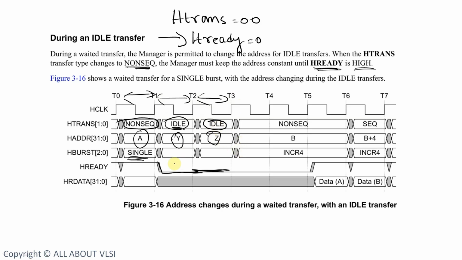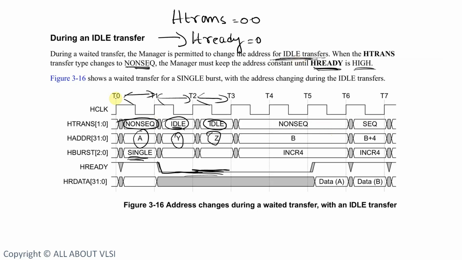Previously we studied that the transfer type and any other address or control signal should not change whenever HREADY is equal to 0. But there is an exception. Whenever your transfer type is idle and HREADY is equal to 0, you are allowed to change the address, that is from one address to another address. So this is what is written here: during a wait transfer, the manager is permitted to change the address for idle transfers.